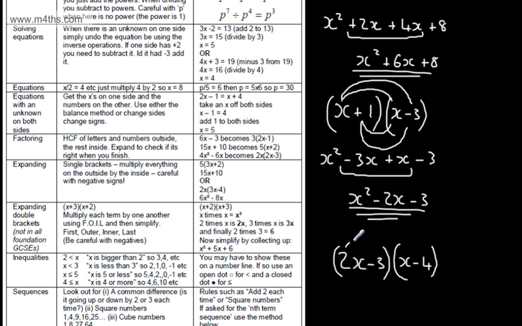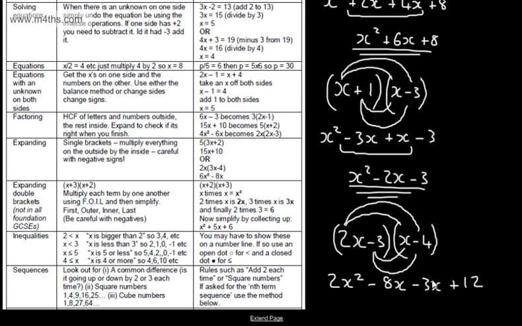So 2x multiplied by x is 2x squared. 2x multiplied by minus 4 is minus 8x. Minus 3 multiplied by x is minus 3x. Minus 3 multiplied by minus 4, well 3 times by 4 is 12. We've got 2 negatives, so it becomes positive. We have plus 12. So if I now tidy this up, we can go ahead and simplify.